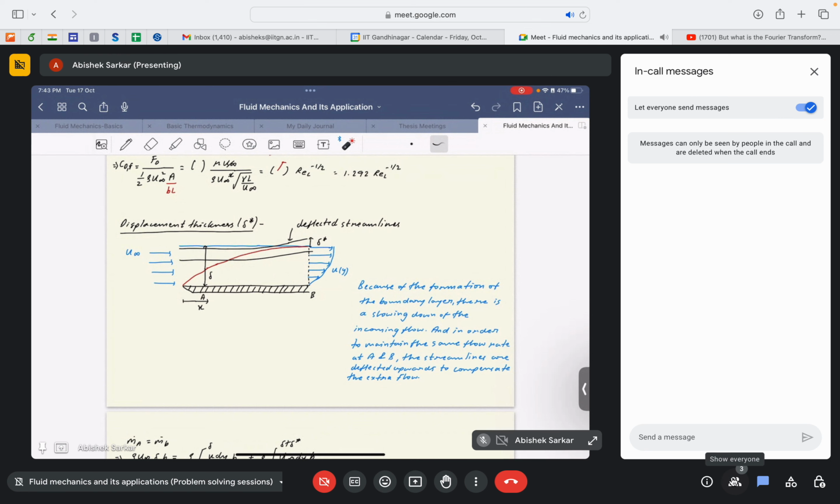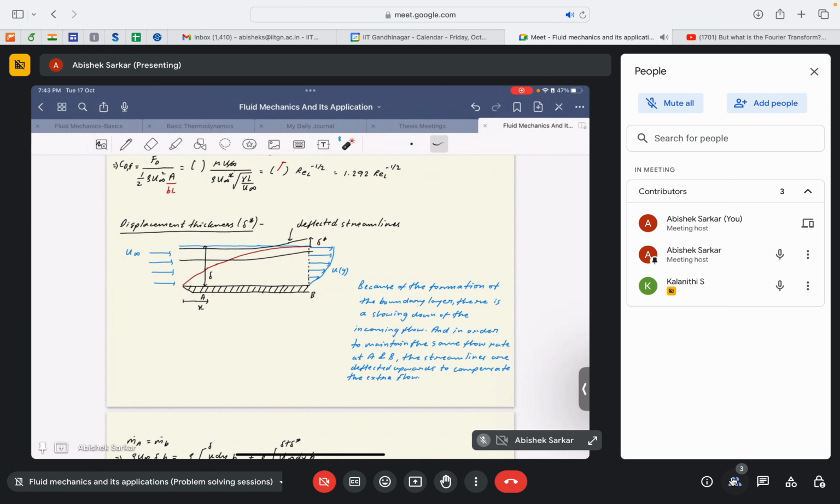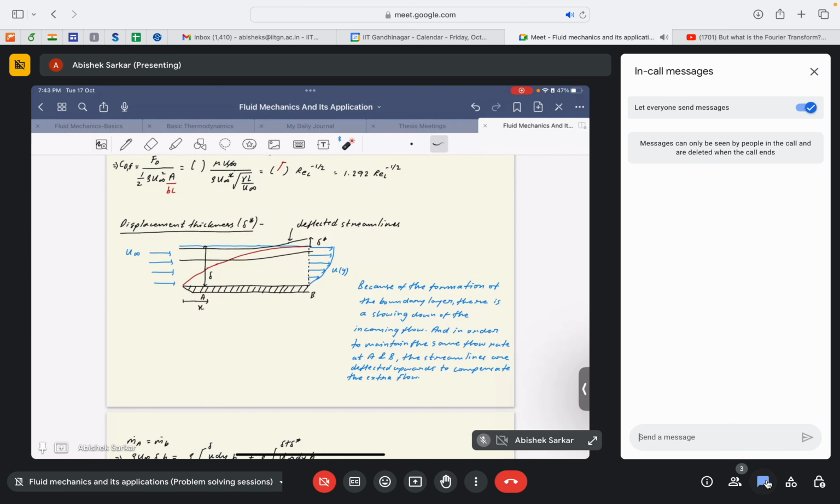Who is in the session? Okay, Kalanidhi. If I'm audible, could you please explain, Kalanidhi, what did you understand from the displacement thickness? What does it actually imply? If you saw the lectures by Professor Gupta, could you please tell me what you mean by displacement thickness, or what does it imply? It's already being shown on the screen, but still I want to know your understanding of what you understood from the video lectures.